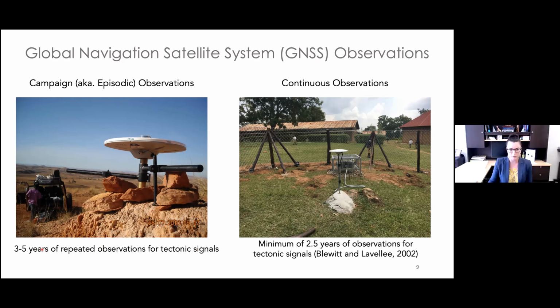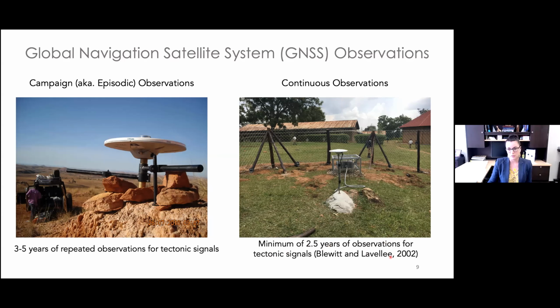It takes about 3 to 5 years of repeated observations to get reliable tectonic signals. And then you have continuous observations like this one shown here. This one is in Kenya. So this one you need a minimum of 2.5 years of observations. And so this is where the station consistently stays in the ground, or it stays observing all the time.